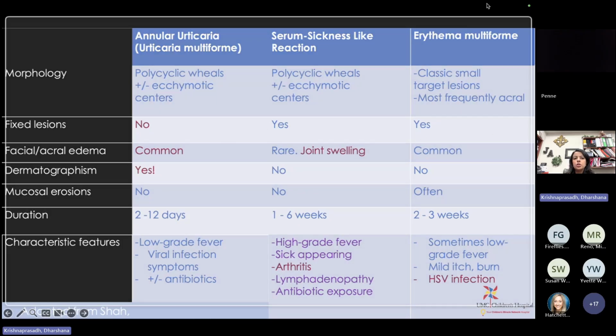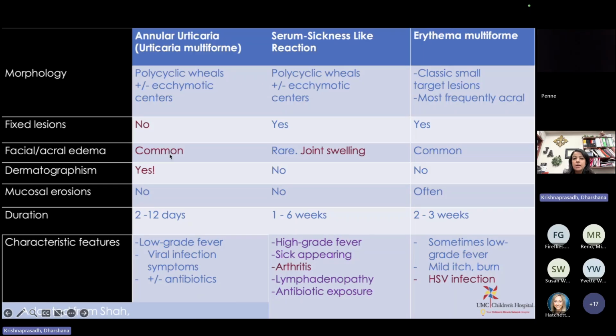You can have facial and acral edema in annular urticaria. There is dermatographism, which I'll talk about more in a second and show you pictures of what that looks like. The mucosa isn't involved, and it lasts anywhere between 2 days to 2 weeks. You can have low grade fever, and it usually starts off with viral symptoms. Sometimes kids can be on antibiotics because antibiotics can trigger it. It's not an allergic reaction, it's more a hypersensitivity reaction. And that's what is key for education for these parents as well.